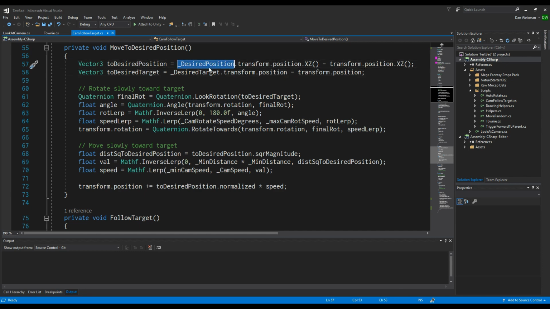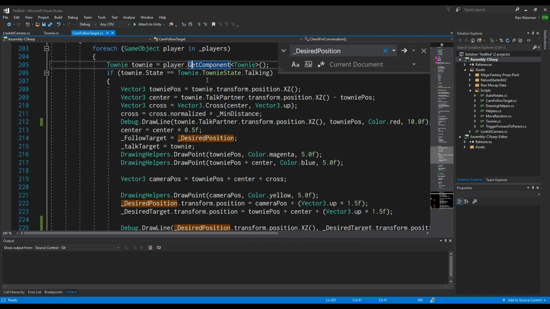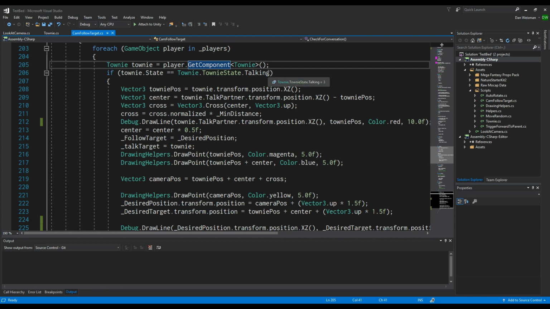And this, again, assumes we have a desired position already figured out. Alright, so here's the code that we are using to figure out where the camera should go when two players are talking to each other. So first thing we're doing is we're picking one of the two players. Doesn't matter which, but whichever player of the two we pick, if he's talking, then let's figure out where he is.